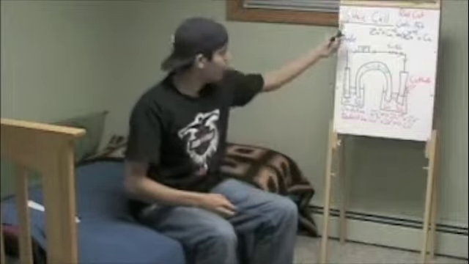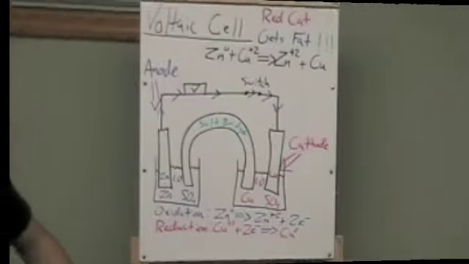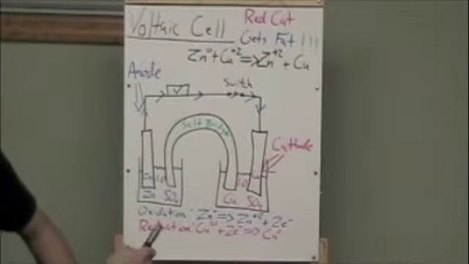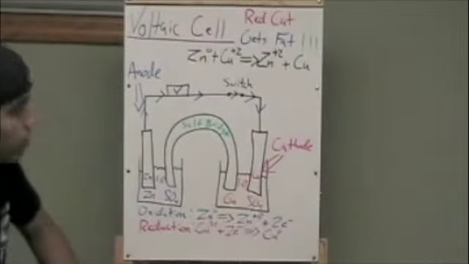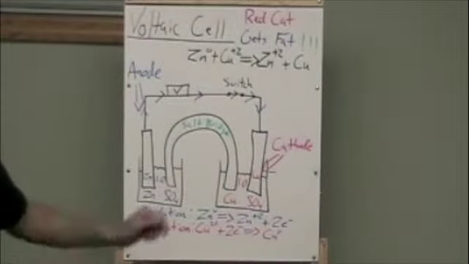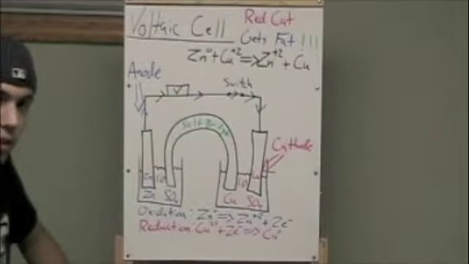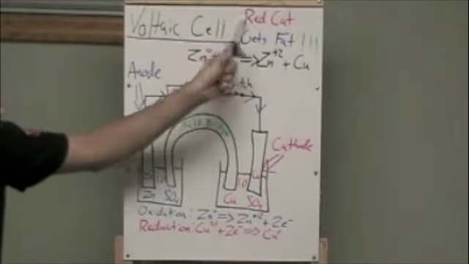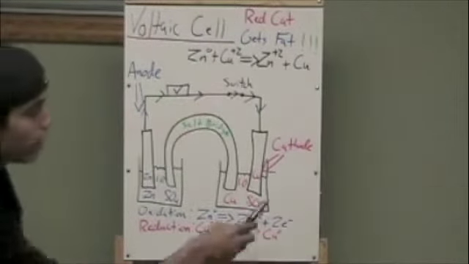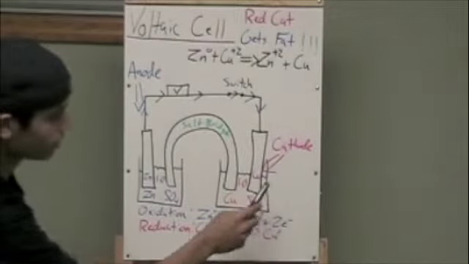First, let's go over voltaic cells. As you see here, we have the voltaic cell. The anode is over here, and the cathode is over here. But first, let's notice our little sentence here. The red cat gets fat. What does that mean, you're asking? Reduction, cathode. Reduction is always with cathode. Cathode is down here. So this element down here is getting reduced.